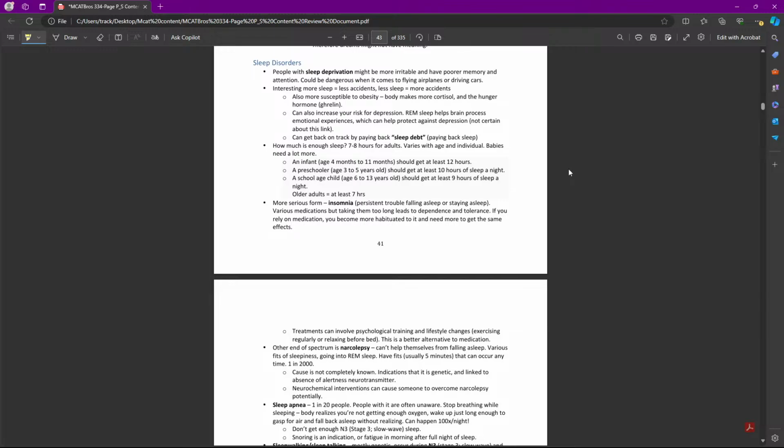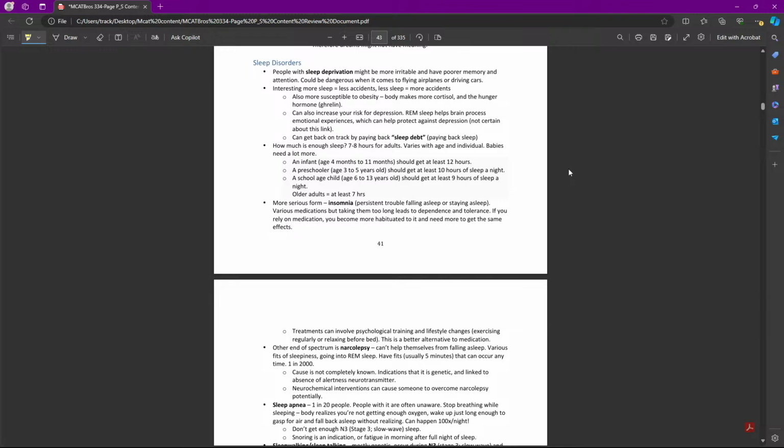The most serious form of sleep disorder is insomnia, which is the inability to fall asleep or stay asleep. Various medicines may lead to dependence and tolerance. If you rely on medication, you become more habituated to it and need more to get the same effect. Treatments can involve psychological training and lifestyle changes, which is a better alternative to medication. Some medication can be like melatonin.